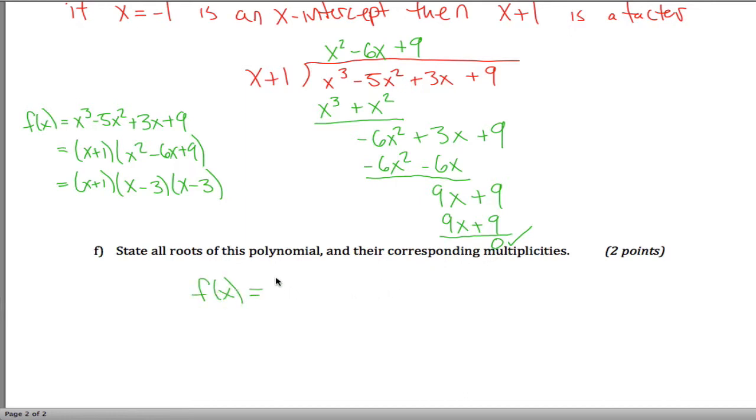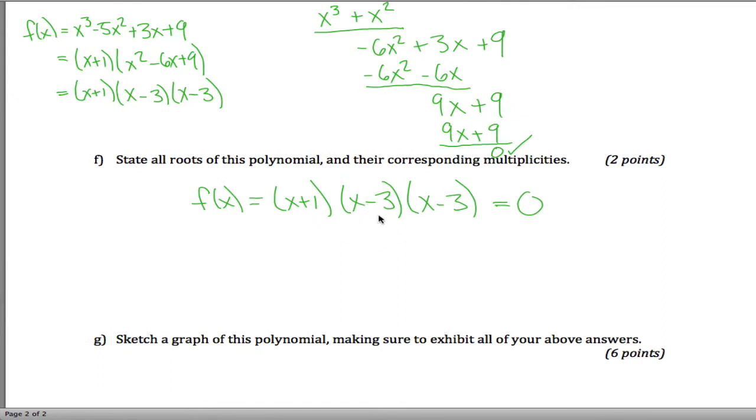Now that we have the polynomial completely factored from part E, it makes it easier to find all the roots. To find all the roots, I set this thing equal to 0. And so I have a product of three things equals 0. That means either x plus 1 equals 0, or one of these two x minus 3's equals 0. So that means either x equals negative 1 or x equals positive 3.